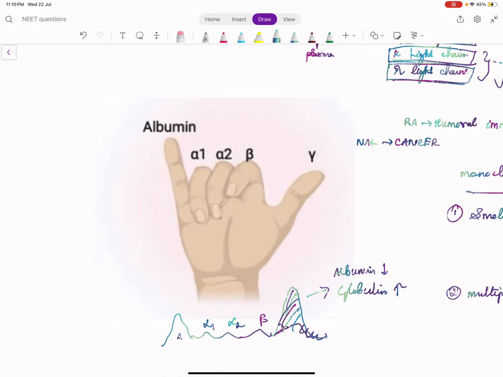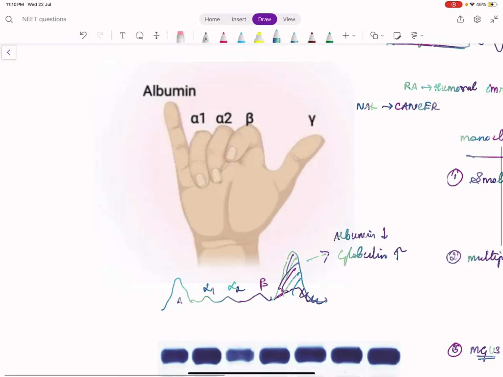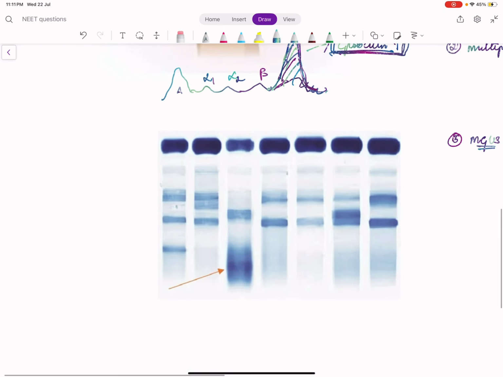Remember, immunoglobulin is also a type of globulin. Immunoglobulin has kappa chain, lambda chain, and heavy chain. So in monoclonal gammopathy, when the kappa chain or lambda chain increases, globulin has to increase. When it is a monoclonal rise, it will rise very much like a peak. This peak is called M protein or M peak. M is for monoclonal peak, right? So this is how it looks.